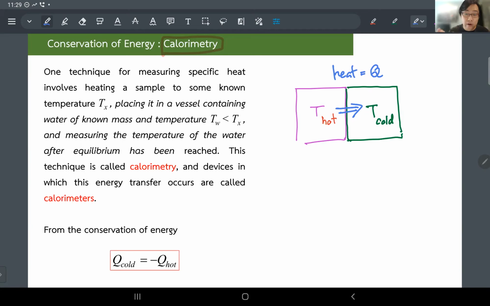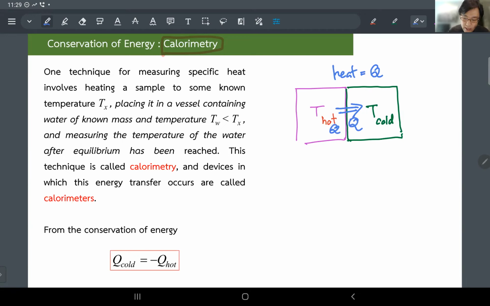Okay. However, because in this scenario you only have two sides of the system, the hot side and the cold side, you will say that the amount of heat that enters the cold part must be the same as the heat that flows out from the hot part. Does that make sense to you guys?